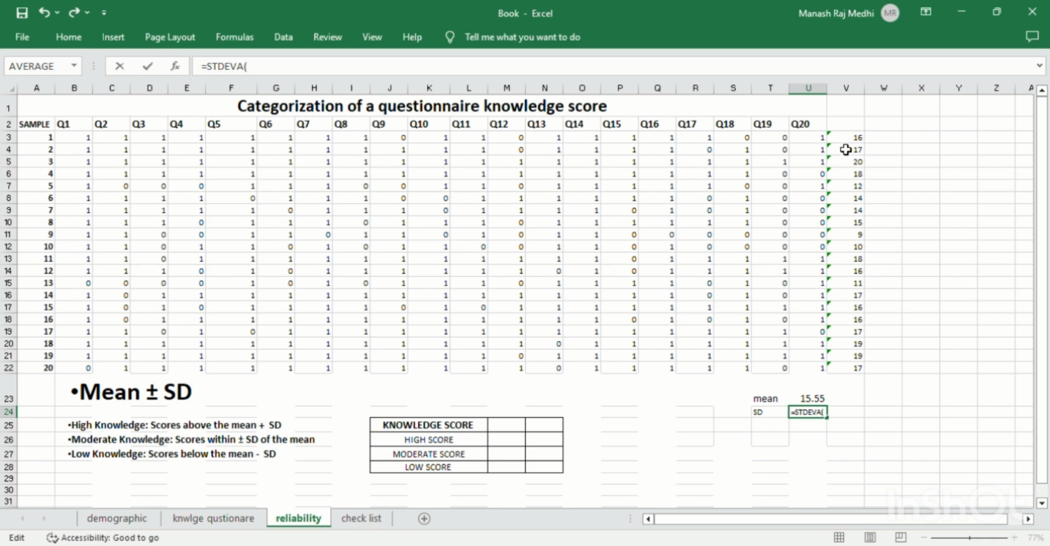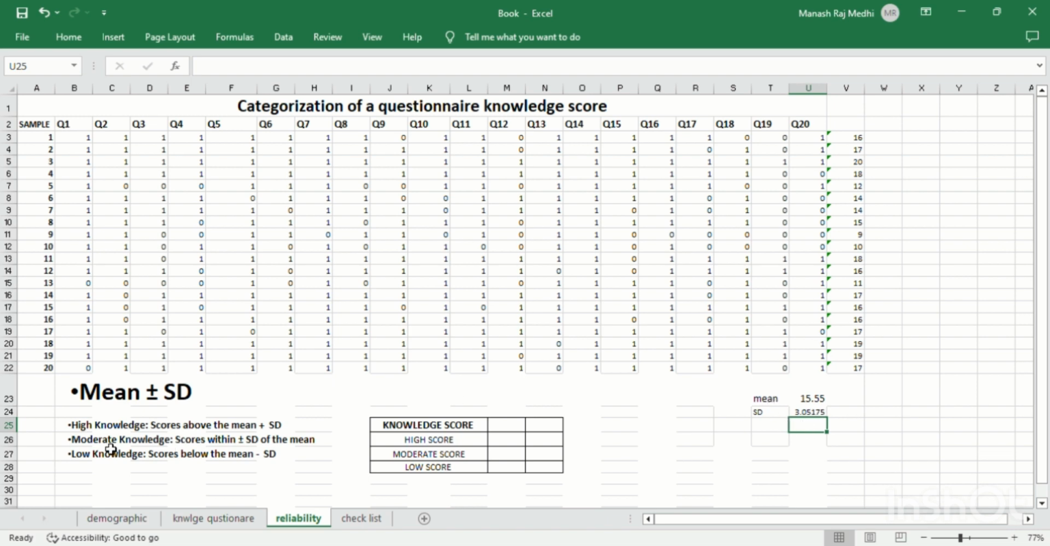So inside the bracket, again like before, you have to place the values. You can put them one by one, or if you want to apply the shortcut, just click on the first value, then give a semicolon, then click on the last value and close the bracket. Done. Then you click enter. So as you can see, our SD is 3.05, means 3. So we got our mean and SD.